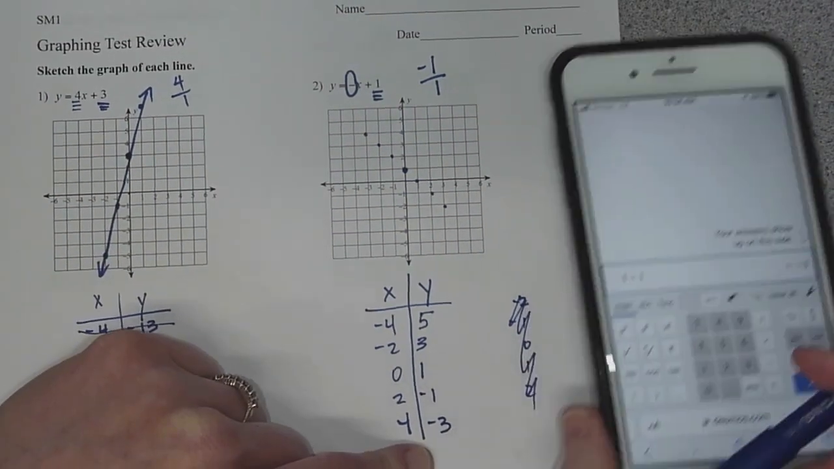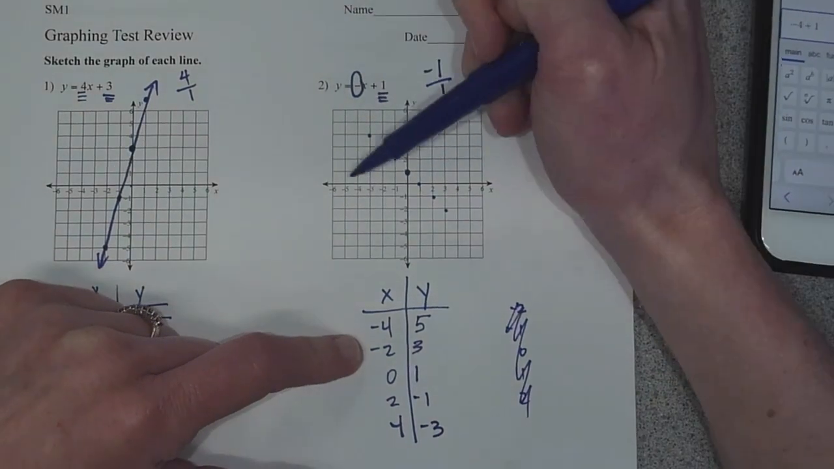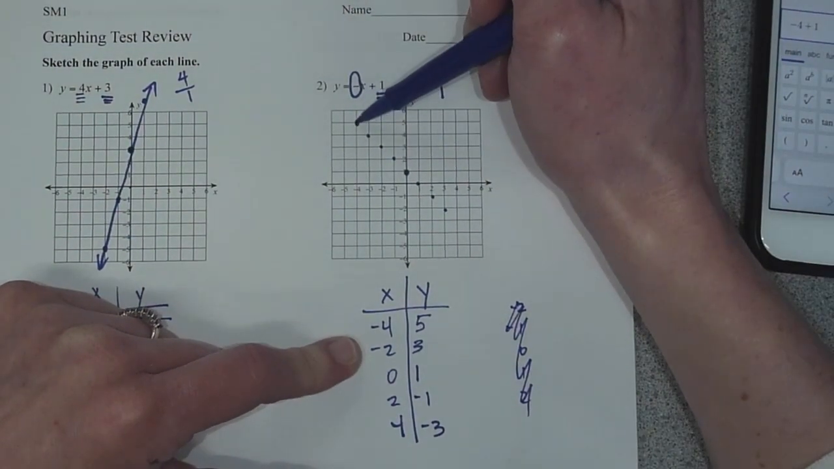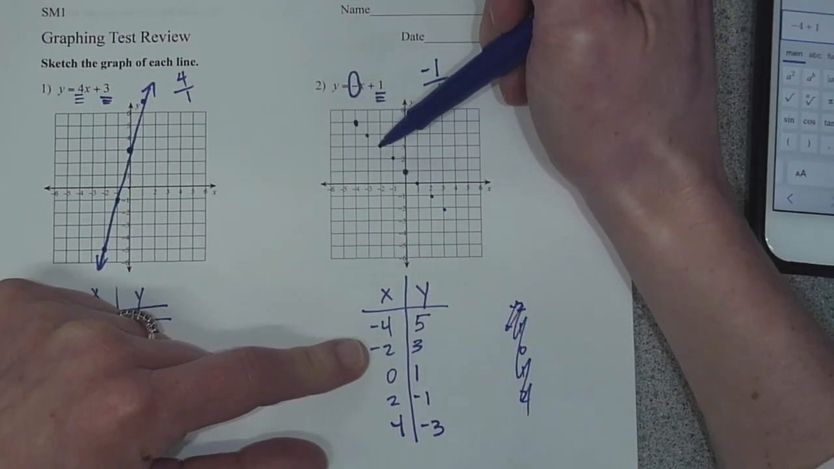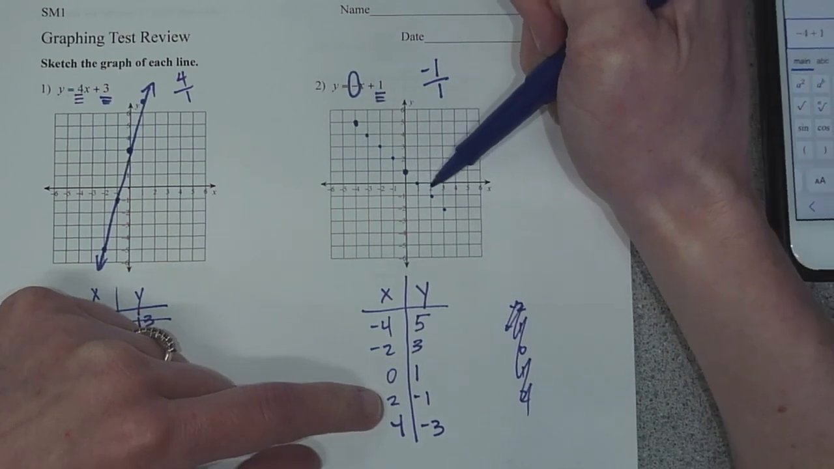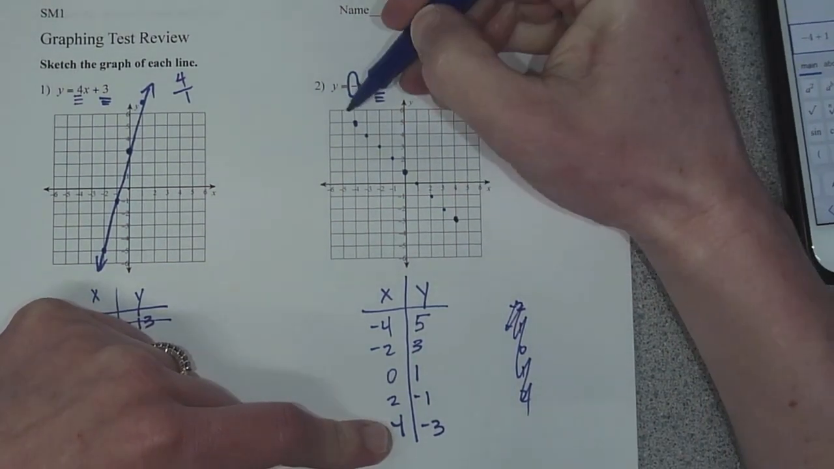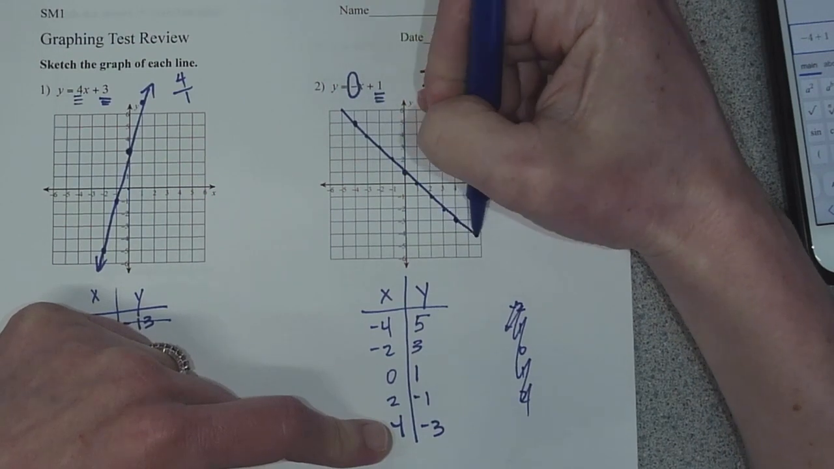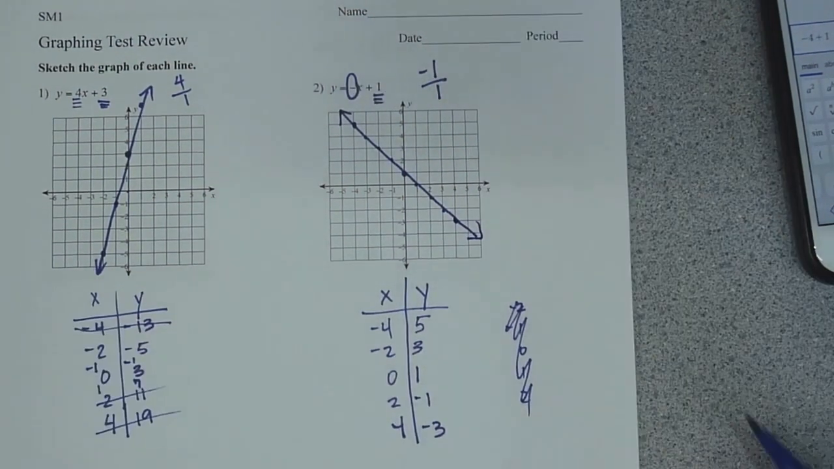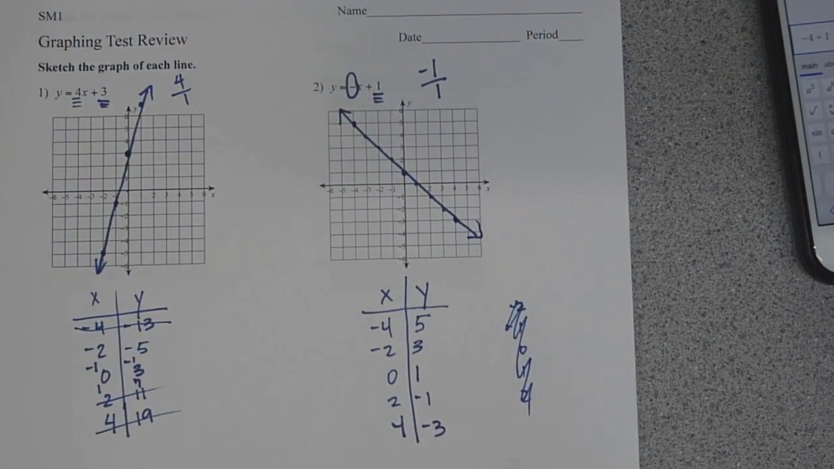Okay, now I have all my values. I can put them on the graph, except they're kind of already there. -4, 5, -2, 3, 0, 1, 2, -1, and 4, -3. And they all line up with what I thought when I was using slope-intercept form, so that's always nice, and that's what your graph looks like. Okay, let's keep going.